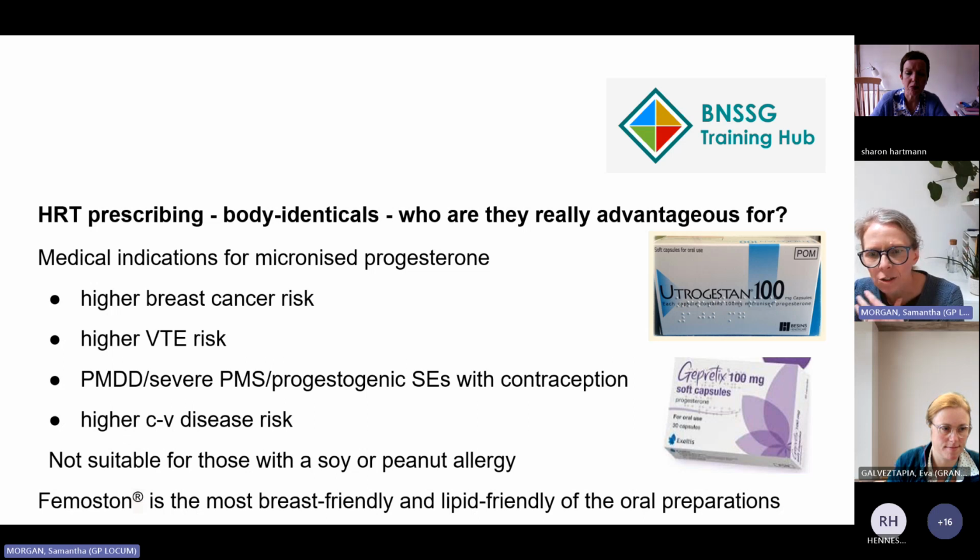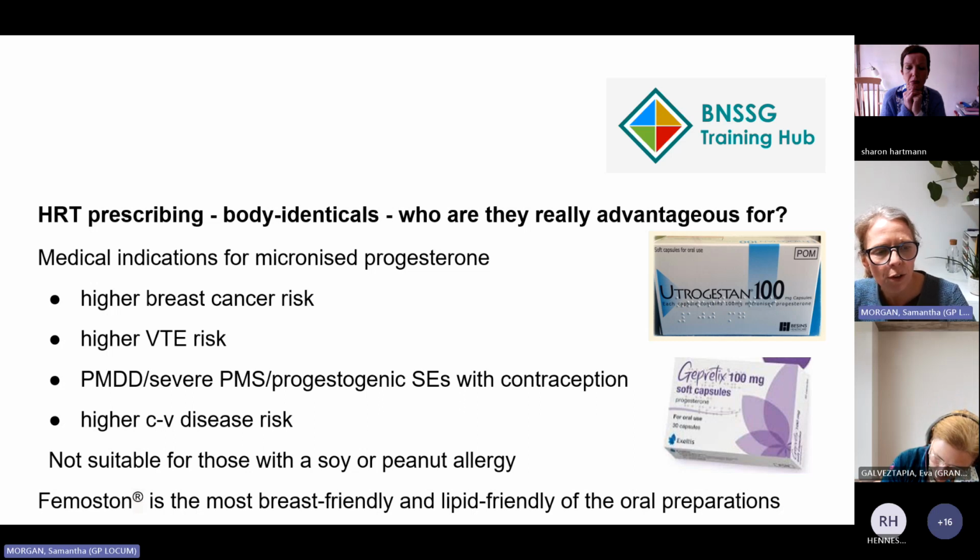And in my initial history, if I identify somebody as having had PMDD or really severe PMS or lots of side effects with hormonal contraception, I do very often go straight for the micronized progesterone over a synthetic progestogen. Our other medical indications are really around those baseline risks for women in terms of breast cancer risk, VTE risk, and cardiovascular risk. So there is certainly a group of women who do seem to benefit more from the micronized progesterones. They're not suitable for soy or peanut allergy, and the capsule in micronized progesterone contains animal products, which will be of importance to some people.